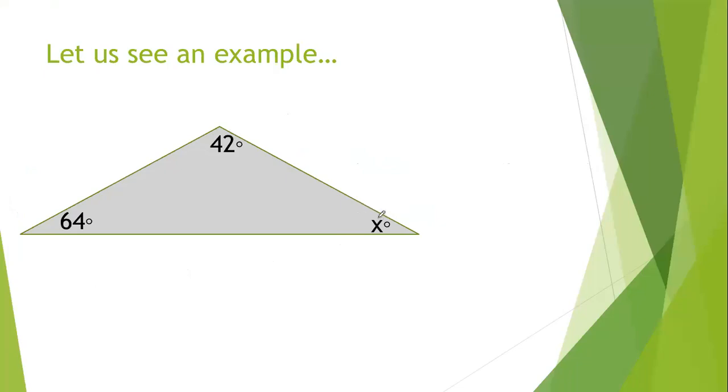Do not say it out loud. I just want everyone to think. Okay? If I know that all these angles add up to give me 180, how do I find that missing angle then? So if I know that 64 degrees and 42 degrees and x degrees all add up to 180, how do I find that x degrees?